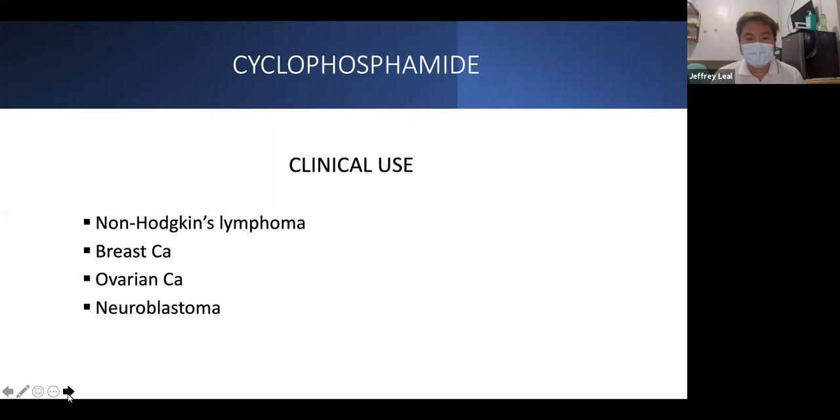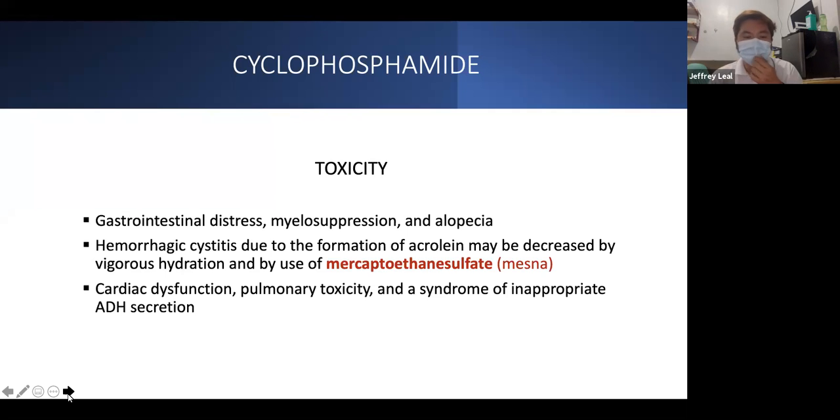Cyclophosphamide is used in non-Hodgkin's lymphoma, in breast CAs, ovarian carcinoma, and neuroblastoma. So your toxicities of your cyclophosphamide would include GI distress, malalambot yung tae, malulusaw yung tae, even myelosuppression. So lahat ng mga nagki-chemotherapy, dapat may baseline na CBC, and after first cycle chemo, CBC uli, tinitignan yung hemoglobin. Napapansin nyo lahat ng mga nagki-chemotherapy, mababa yung hemoglobin after, okay?